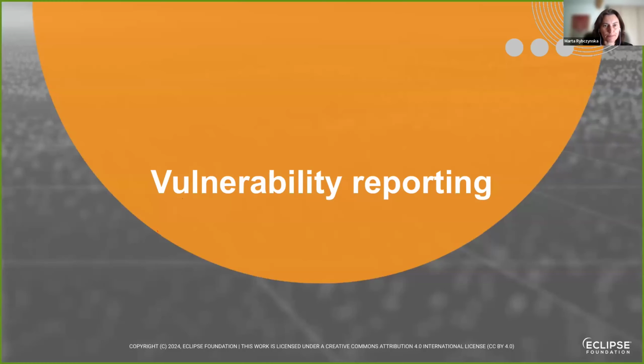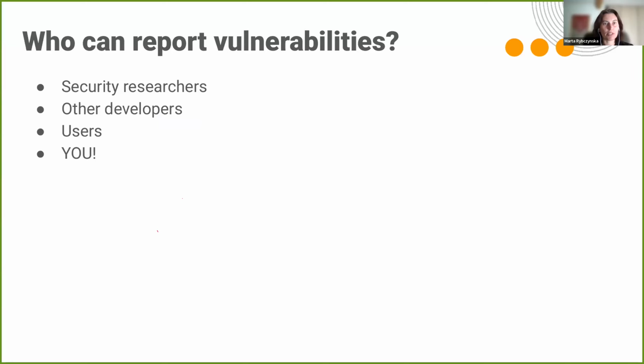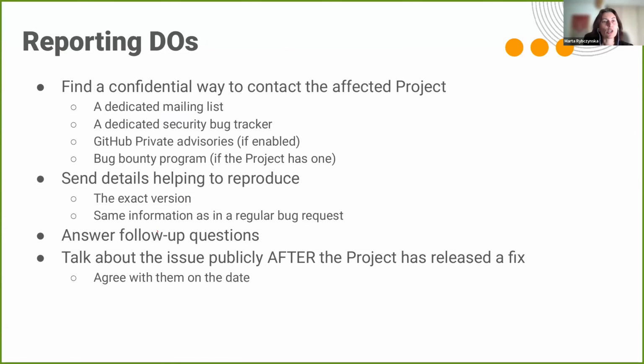Now, on vulnerability reporting, everyone can report vulnerabilities. You don't have to be a security researcher. In fact, quite often, those are other developers that report an issue in a different project. So it's important to know how to report. The important thing to do is to find a confidential way to contact the affected project. There's typically either a dedicated mailing list, a security bug tracker, GitHub private advisories, or a bug bounty program, depending on the project configuration. As for every bug, send details that show how to reproduce, answer questions, and talk about the issue only after the project has a fix, because otherwise the attacker may learn about the issue before.